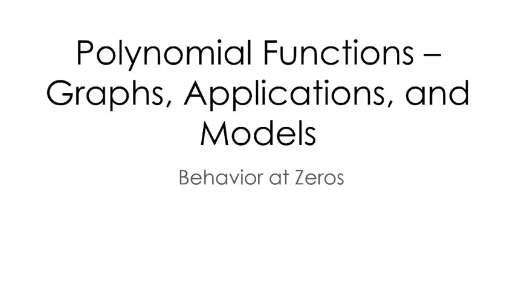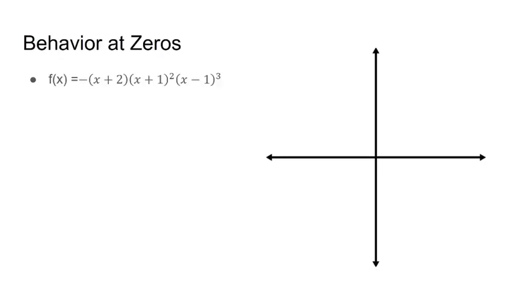Okay, we're going to look more at how to graph polynomial functions, and we're going to look at the behavior at the zeros. As these functions cross the x-axis at the zeros, what are they doing? And we're going to look at functions in factored form, so not in standard form. Notice how we have them written as their factors. So here's going to be the first example we look at.